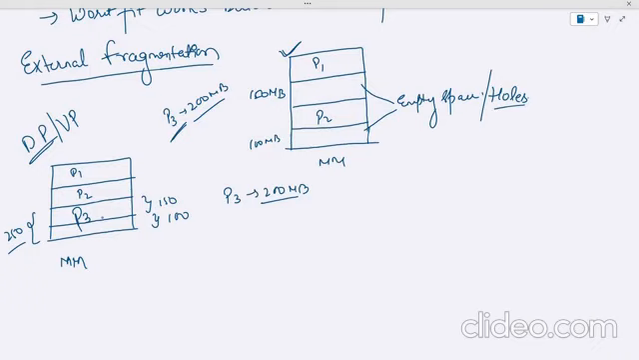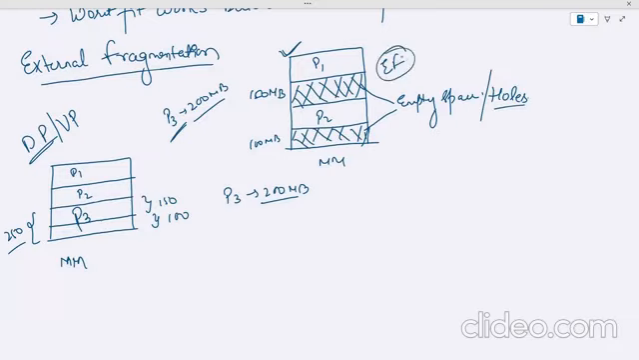Here we cannot give that space because it's only 150 and another process is already using this space, so we cannot shift it, and the same for 100 MB. But if we can shift by any method, then there is less wastage of space, because this is not used by any process. Since P3 needs 200 MB, it cannot use these blocks of main memory. So this space is wasted, and this waste of space is called external fragmentation.